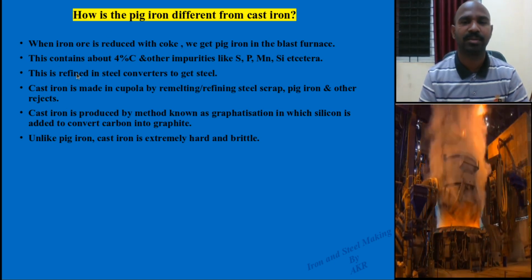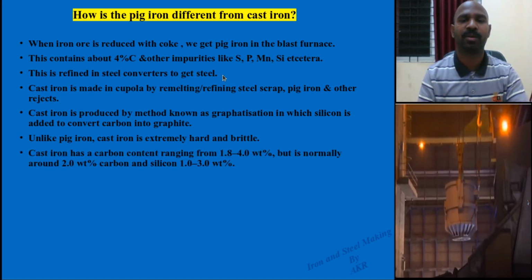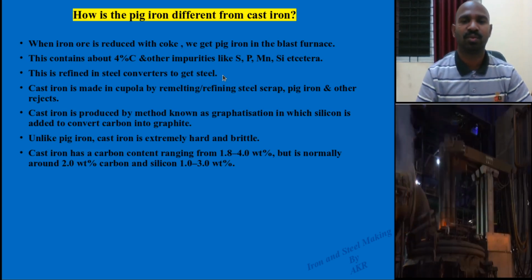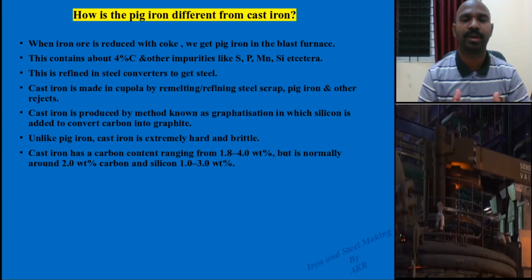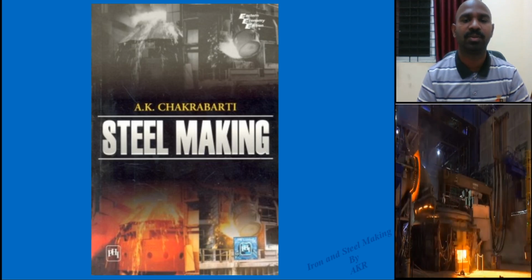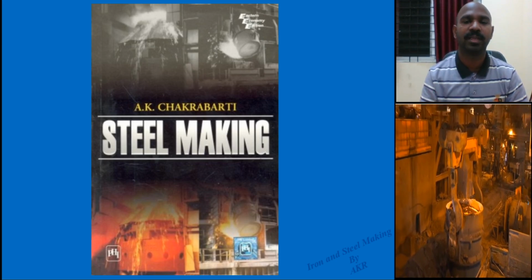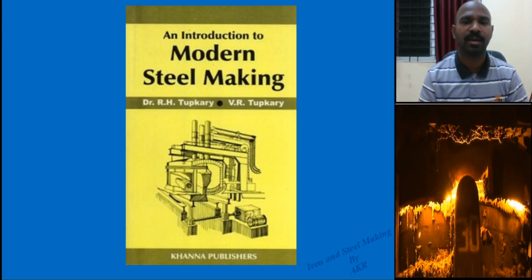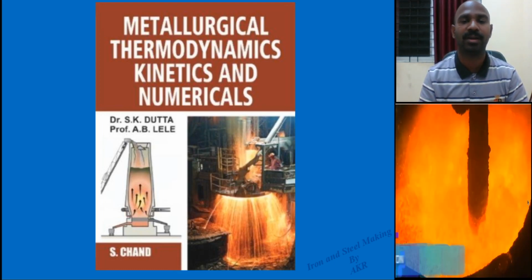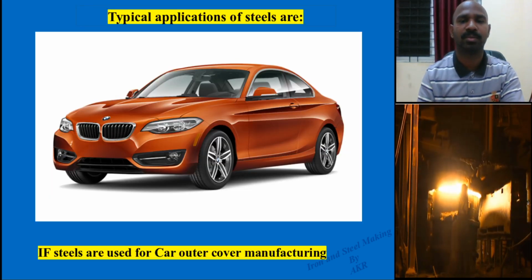This pig iron is refined in steel converters to get steel, and cast iron carbon ranges from 1.8 to 4%. Normally we call around 2% carbon and above cast iron, and the remaining is silicon. And some textbooks about steel: A.K. Chakravarti's steel making textbook cover page, Modern Steel Making by Tupkari, numerical problems by S.K. Datta and A.B. Lele, numerical problems in iron and steel making processes, and typical applications of steels.